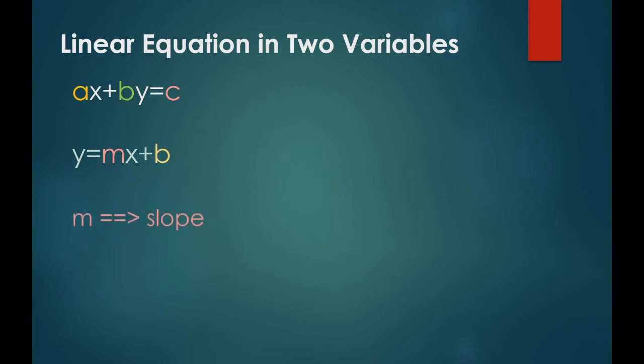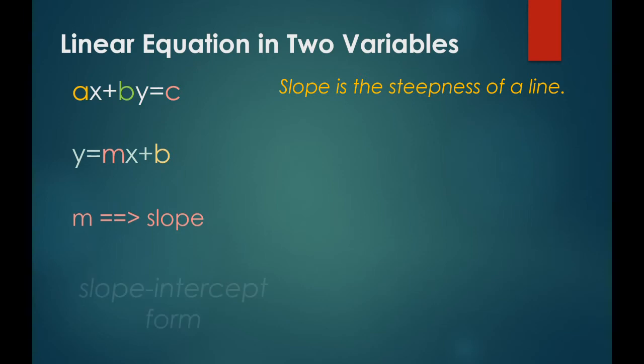M is the slope or the steepness of a line. Pag sinabing steepness, gaano katarik or gaano nakahilis yung linya. Kaya nga ang tawag dyan ay slope-intercept form kasi M ay slope, ang B naman ay intercept.